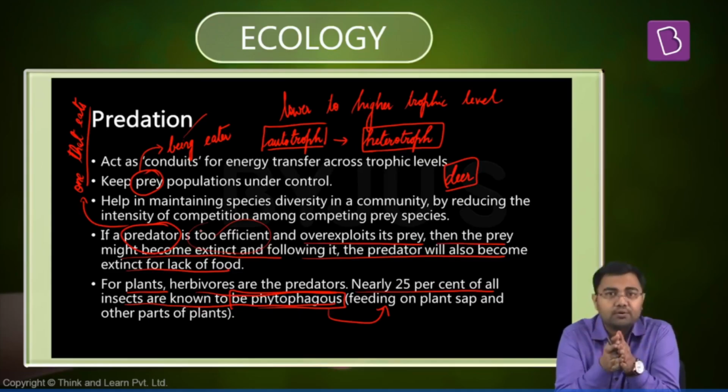And that has happened a lot of times in many areas of the world. So let's say the biological control methods that are adopted in agricultural pest control are based on the ability of a predator to regulate the prey population. So predators also help in maintaining species diversity in a community. By doing what? By reducing the intensity of competition among the competing prey species.